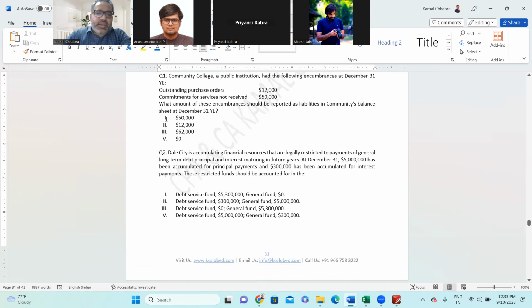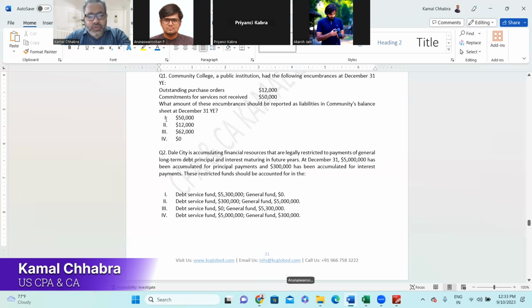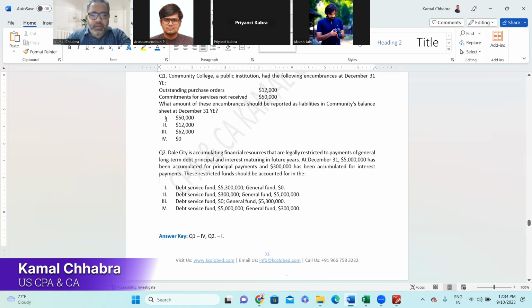Delhi City is accumulating financial resources that are legally restricted to the payment of general long-term debt principal and interest maturing in future years. At December 31st, $5 million has been accumulated for principal payment and $300,000 has been accumulated for interest payment. These restricted funds should be accounted for in what? Debt service fund or general fund? How much is the debt service fund and how much is the general fund?